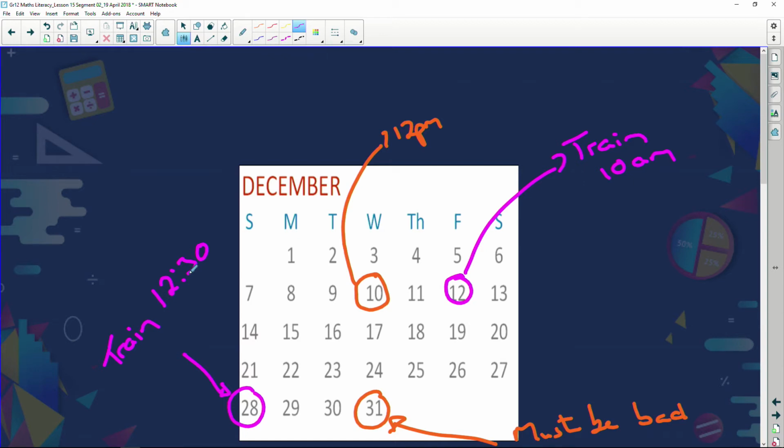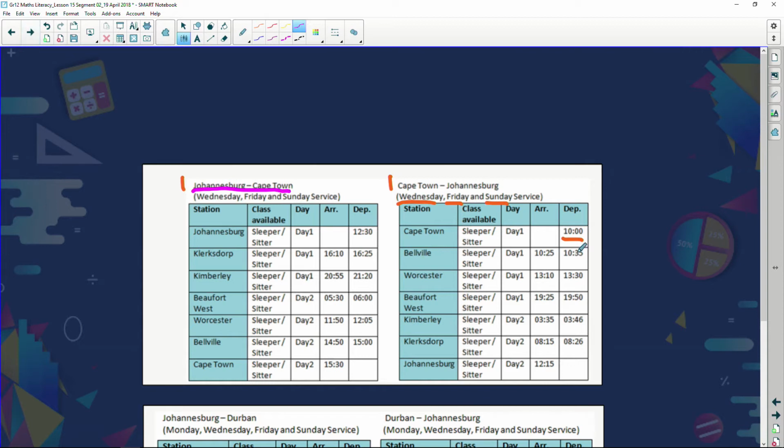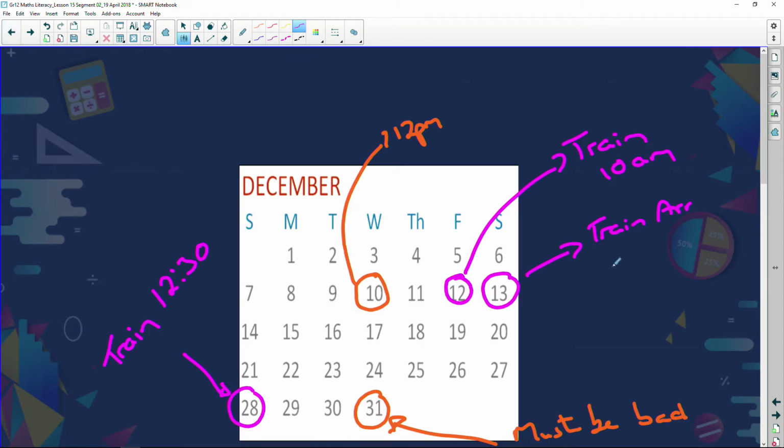We get on the train at 10 o'clock and we arrive in Johannesburg the next day. And the train arrives at, let's find our timetable. It's going to leave Cape Town 10 o'clock. It arrives the next day at 12:15. So it arrives on the 13th at 12:15 a.m.